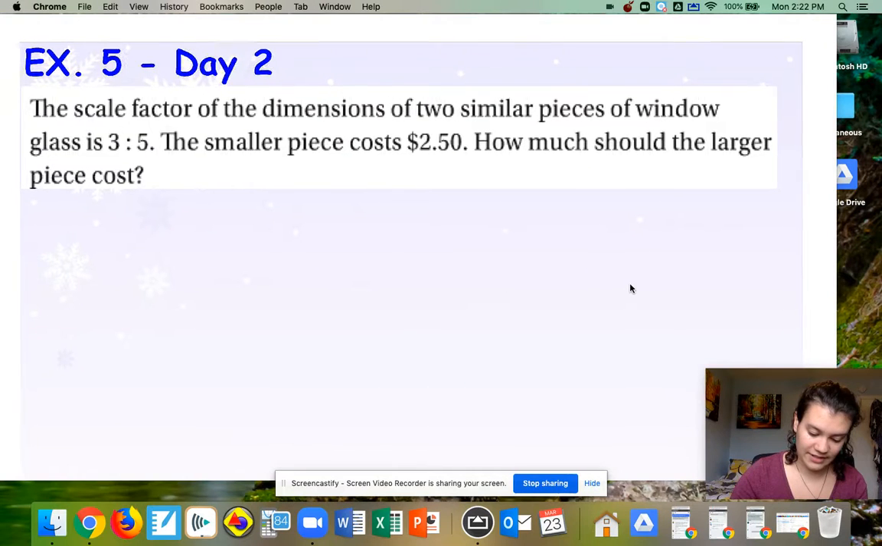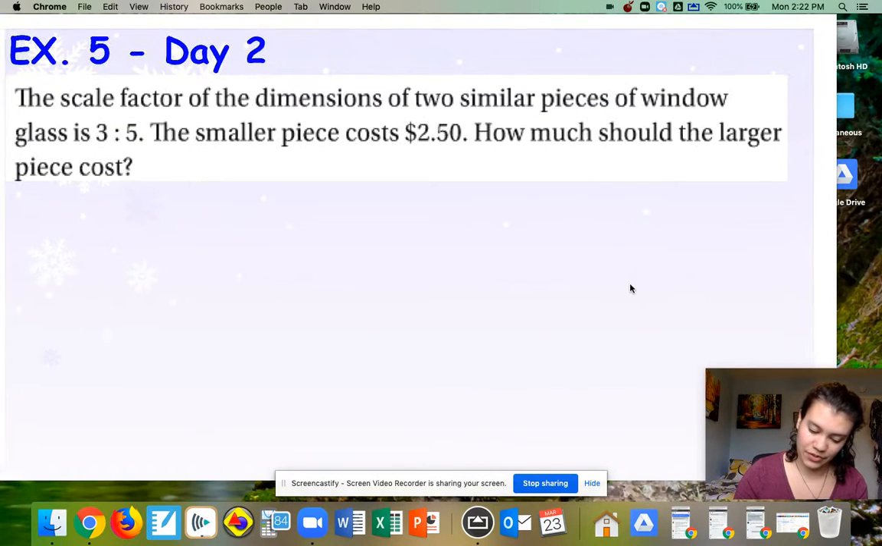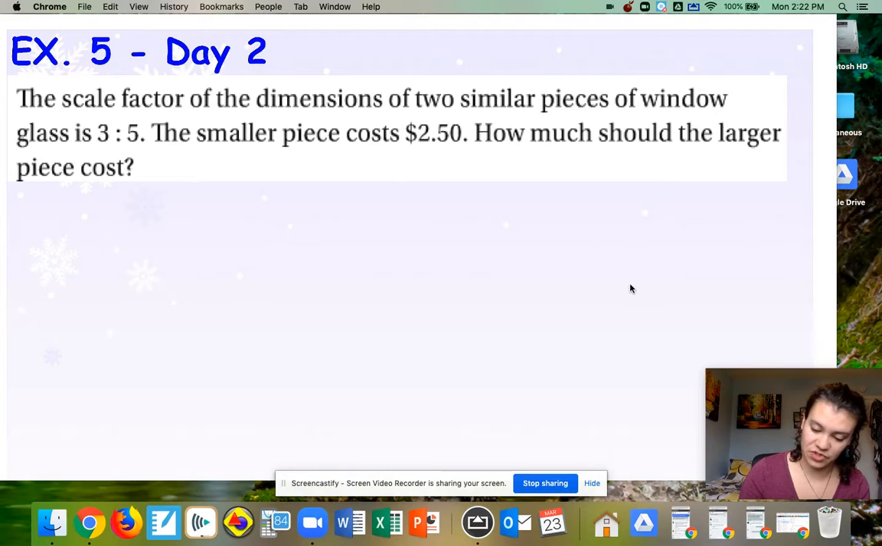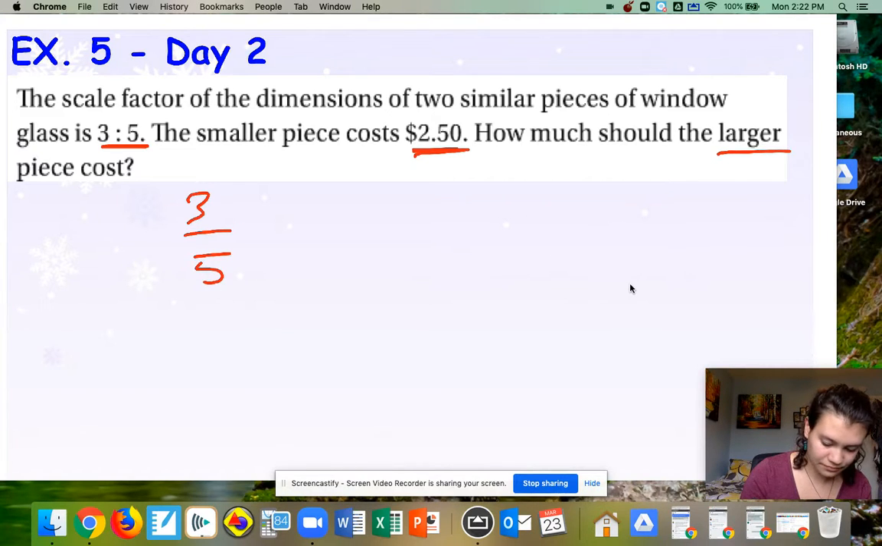So the very last example is kind of a word problem. The scale factor of dimensions of 2 similar pieces of window glass is 3 to 5. So it gives us the scale factor. We know the smaller piece costs $2.50. You want to figure out the larger piece. So we can set this up of 3 over 5. And then the smaller piece was $2.50 over our larger piece.